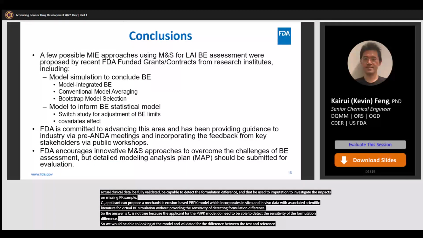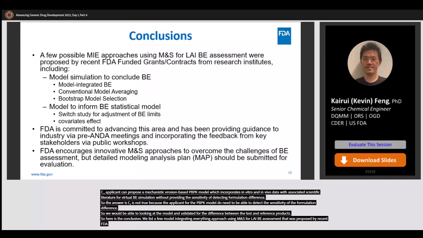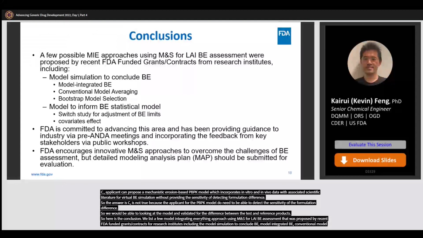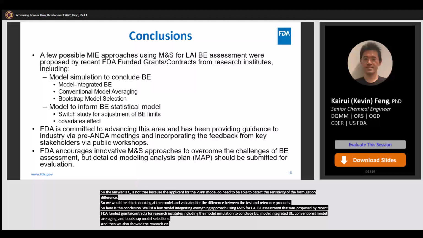So here is the conclusion. We list a few possible model integrating evidence approaches using M&S for LAI BE assessments that were proposed by a recent FDA-funded grant, Center for Research Institute. It includes the model simulation to conclude BE, using model integrating BE, conventional model averaging, and bootstrap model selections. And then we also show the research on the model to inform BE statistical models, including switch study for adjustment of BE limits, and also including the covariate effect for the parallel study.